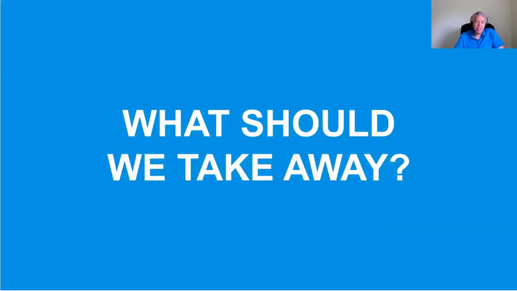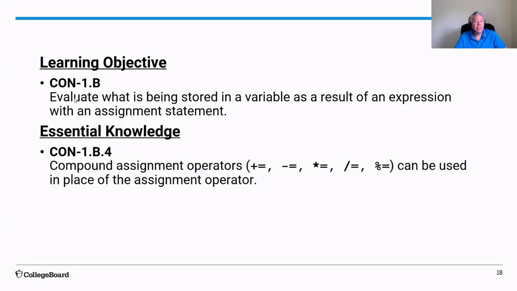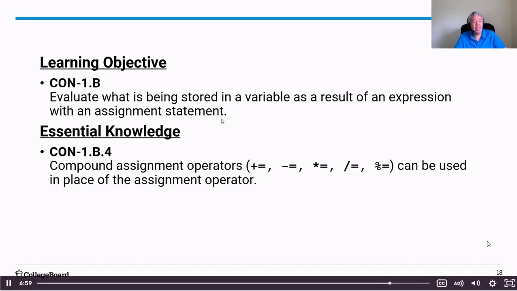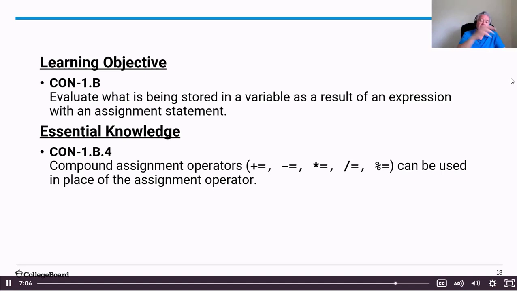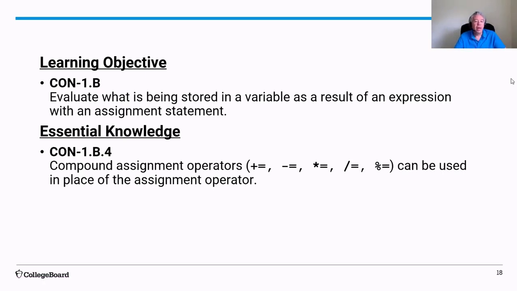So the main takeaways, the main things we want to take away from this video. Like I said, our overall learning objective is to continue to evaluate what is being stored in a variable as a result of an expression with an assignment statement. So these are examples of assignment statements. They're compound assignment statements, but they still do what the assignment operator does. They take a value that's on the right and they assign it to what's on the left. It's just they do a little bit more with it. So the compound assignment operators, plus equals, minus equals, and so on, can be used in place of the generic equal sign assignment operator.